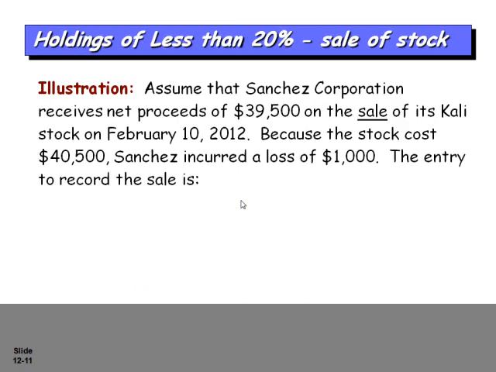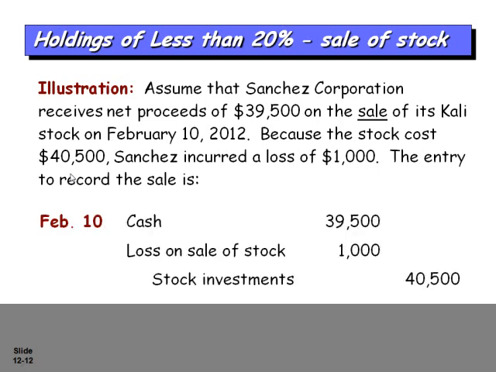Okay, finally, let's assume Cayley Corporation sells its stock. They're selling it for $39,500. Now, the stock cost $40,500, so you can see they lost $1,000 on this sale. But we have to clear out the stock investment account at its cost. So we're going to show the cash coming in, and you're going to see the stock investment going out for its original cost, $39,500 here, $40,500 here.